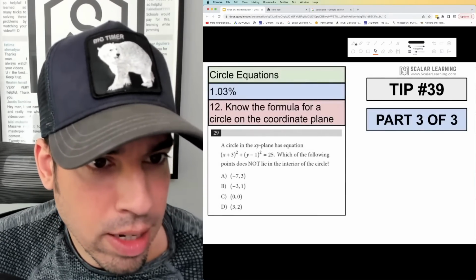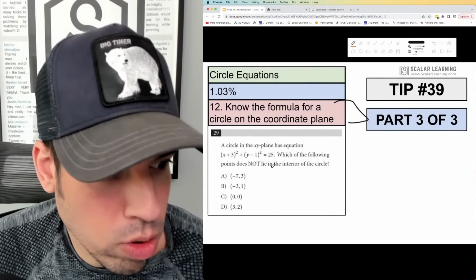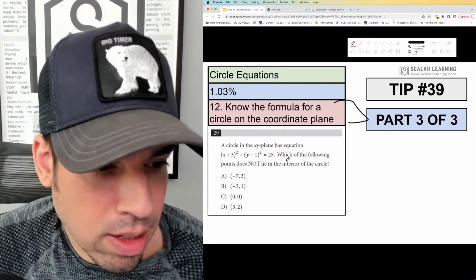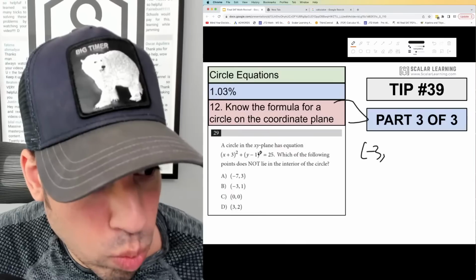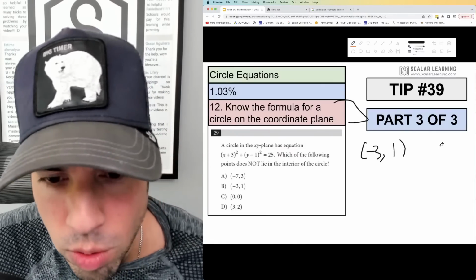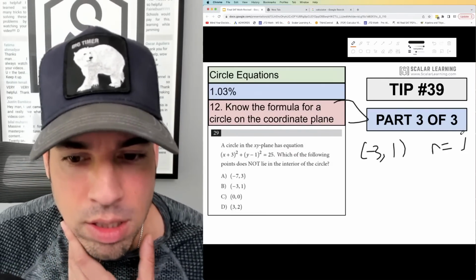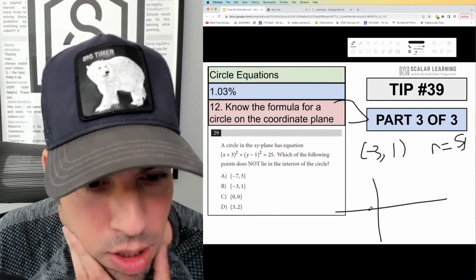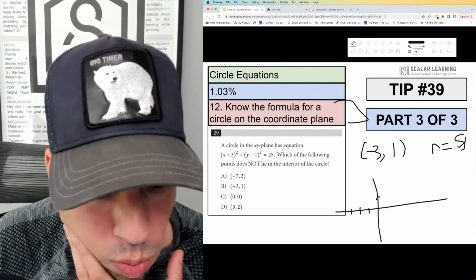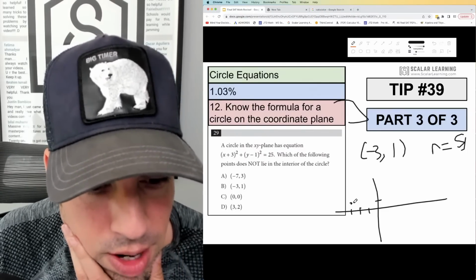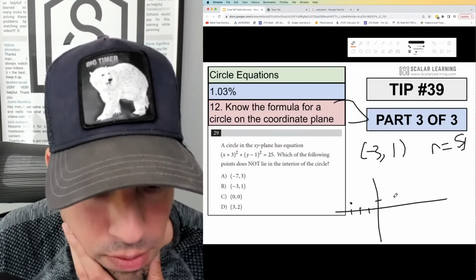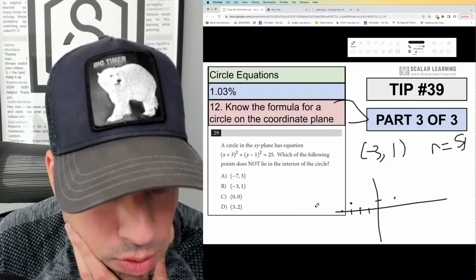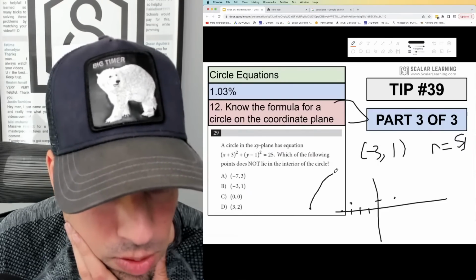Okay, next, know the formula for a circle on the coordinate plane. Again, the formula gives us the fact that we've got a center at -3, 1, and a radius of the square root of that, which is 5. So this is really important because we can get a rough graph and figure this question out. -3, 1 is my center, and then the radius is 5. 1, 2, 3, 4, 5. And we have a rough idea, okay?